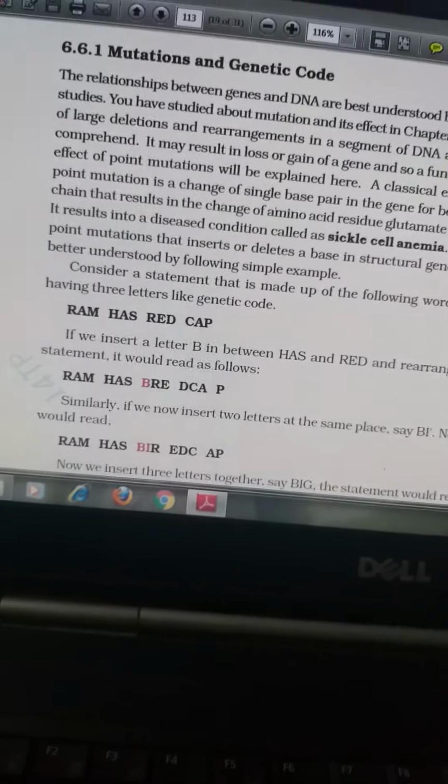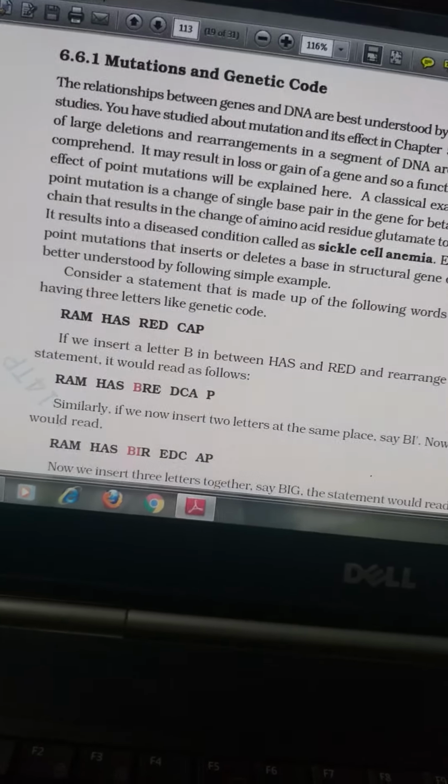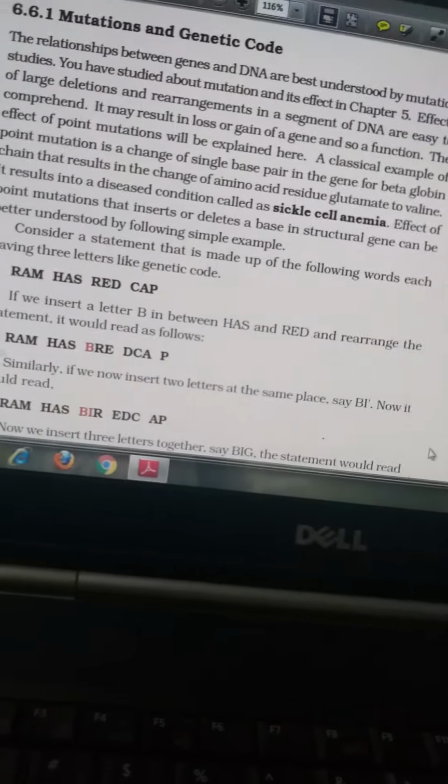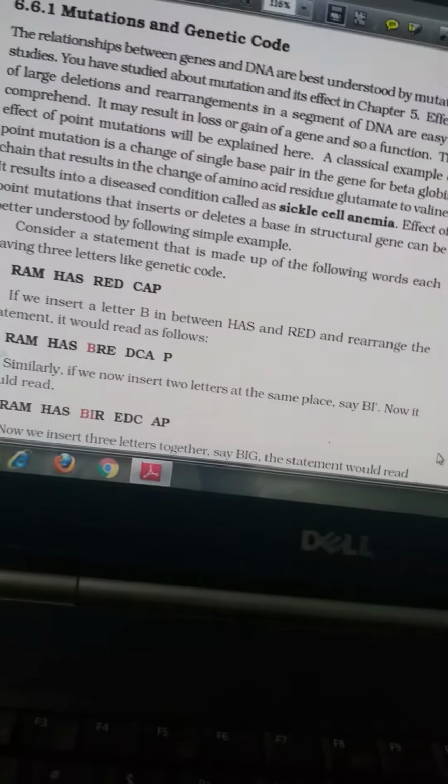Here you can see that the chemical example of point mutation is a change of a single base pair in the gene of beta globin. So point mutation is a change of a single base pair. That is what I want to focus on here.